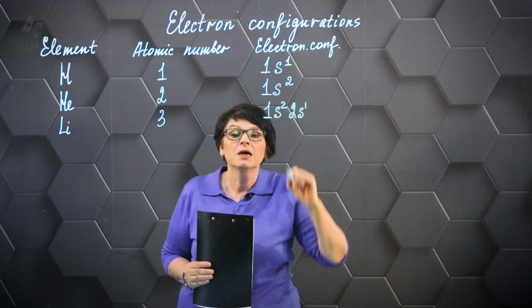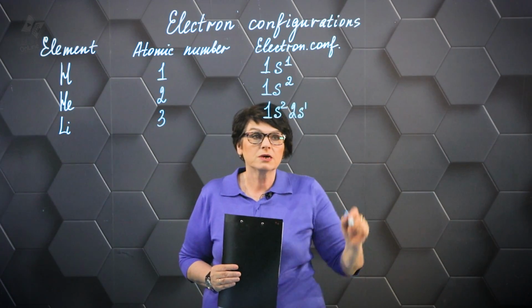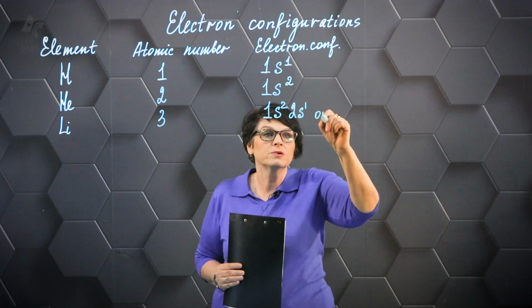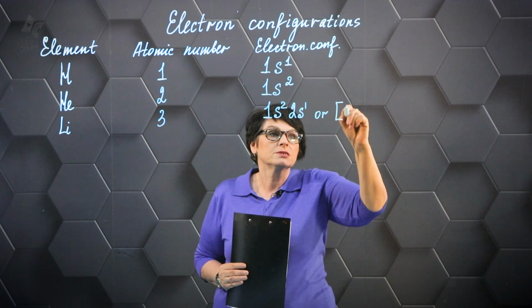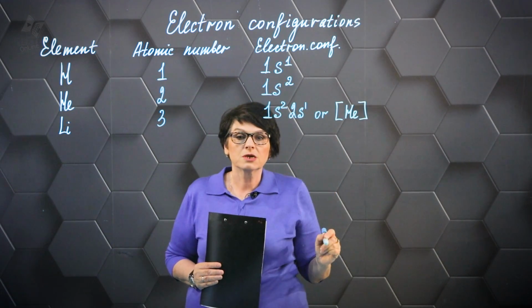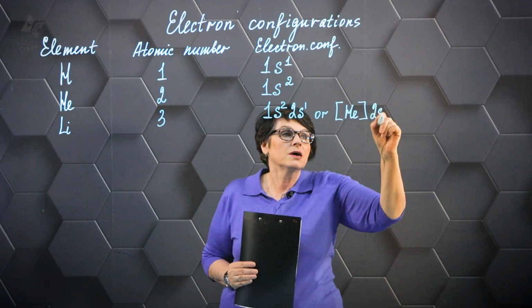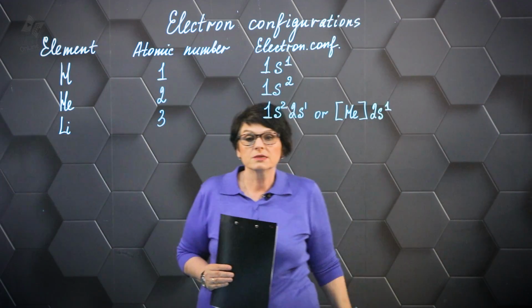Then sometimes, in order to make such an entry shorter, it is written as follows. We could write the same as helium in front, and then goes 2s1. This kind of writing is called the short electron formula for an element.